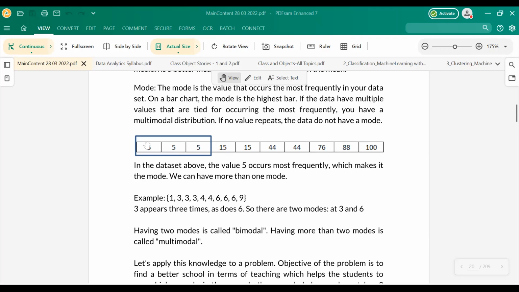So now you know what is mean, median, and mode. Sorry, mean is the average, right? Median is the mid value, and mode is the maximum occurring value, right? And your data set can have 2 modes, 3 modes, 5 modes. Let's say 15 was also thrice, and 44 was also thrice. You can have 3 modes, okay? So when you have 2 modes, it's called a bimodal data set. And more than 2 is called multimodal. So when you have multimodal, that means it has more than 2 modes, which is possible.